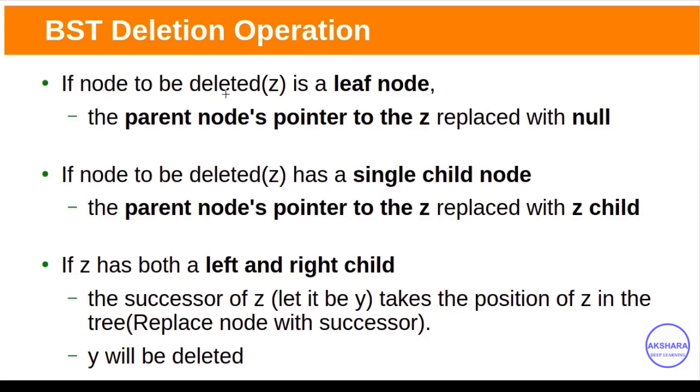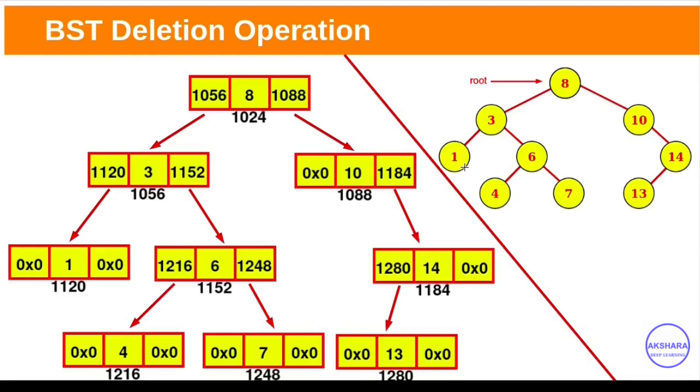First one is if the node to be deleted, let's call it Z, is a leaf node. Then the parent node's pointer to this Z is replaced with null. Suppose we want to delete this node 1, here this 1 is the leaf node. This is the node to be deleted, so call it Z. If we delete this Z, its parent 3's left child will be updated with null. See here, it will be more clear. This 1 is the node to be deleted. Its parent is 3. This Z is the left child to its parent. So its parent's left child will be updated with null. Then we can delete this node.